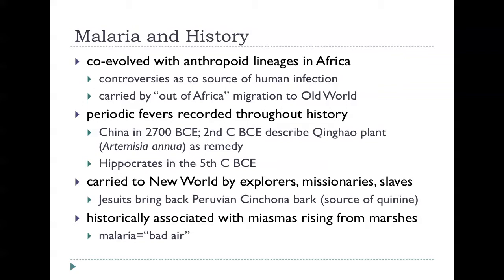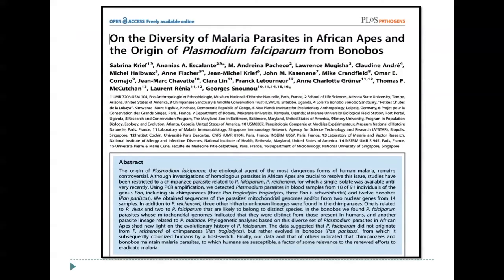Historically, malaria was associated with so-called miasmas, kind of mists rising up from the marshes, and in fact the name malaria is just the Italian for bad air. And so people recognised that swampy places were not good when it came to malaria, but they didn't have any mechanistic understanding of how the infection occurred, how the disease happened.